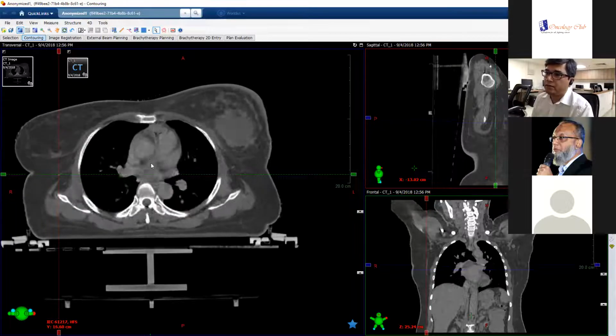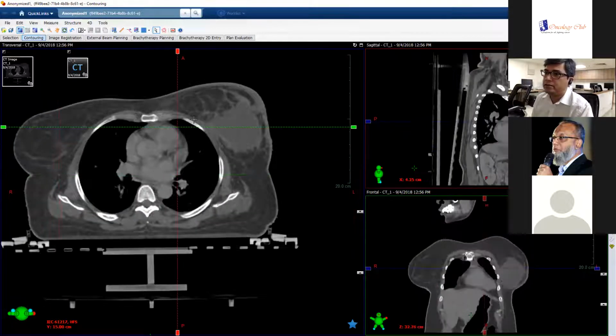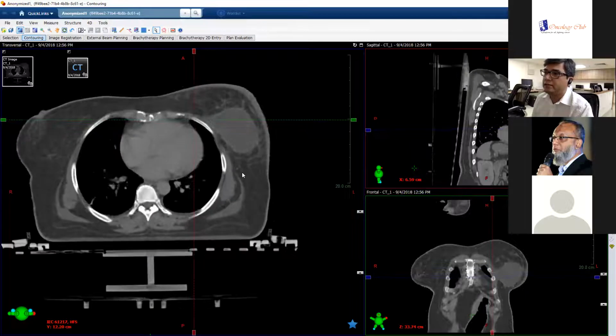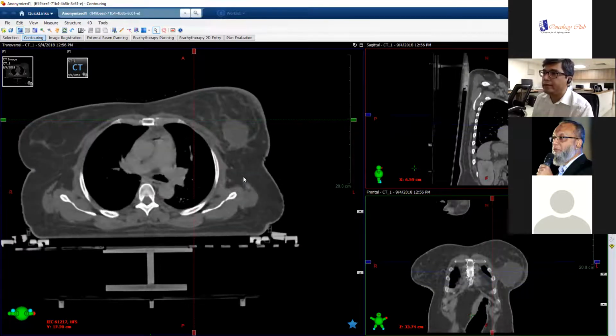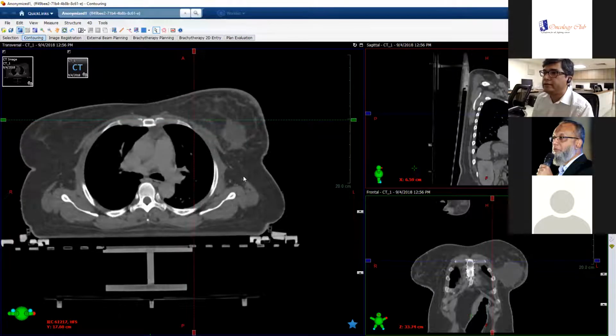So coming back to what we wanted to do, which is just contour the ESTRO CTV, I'll figure out a slice where I can see both of these vessels clearly. Yeah, so in this slice, I can see this vessel here.